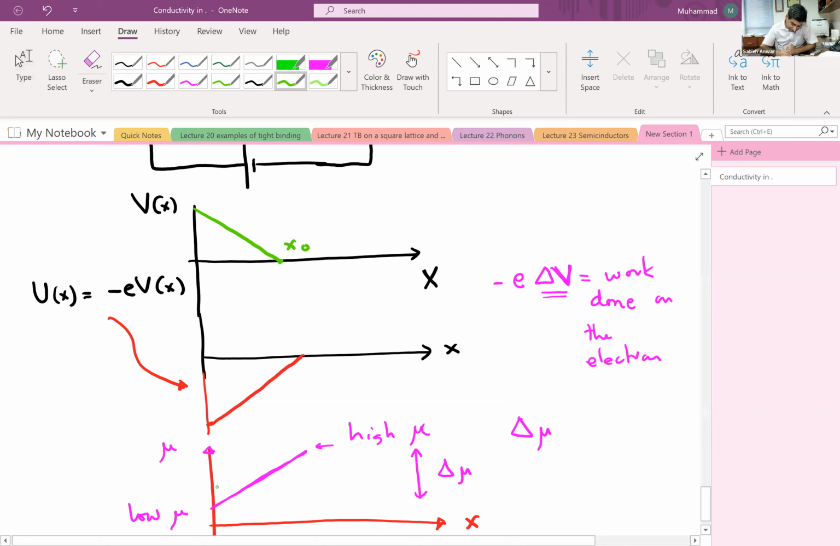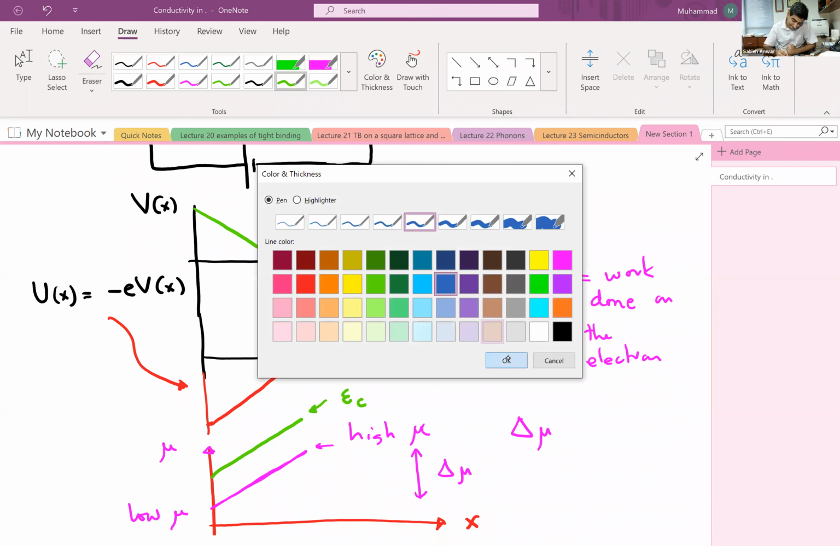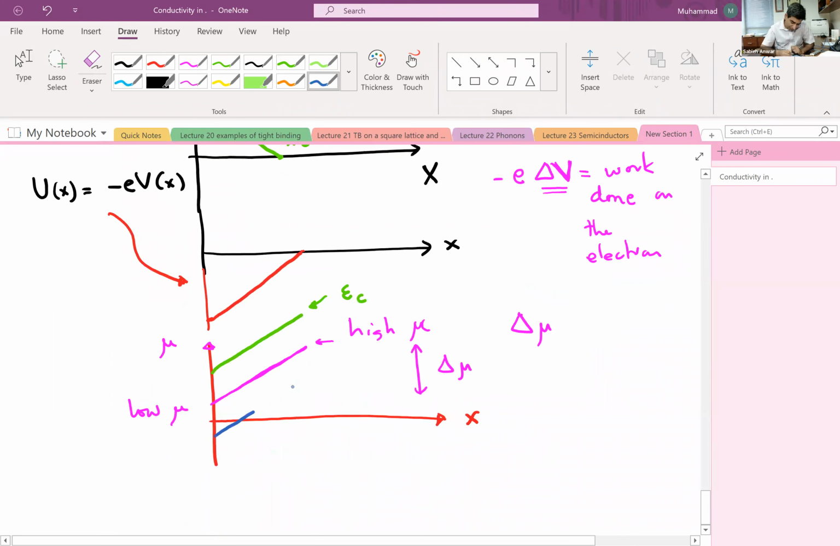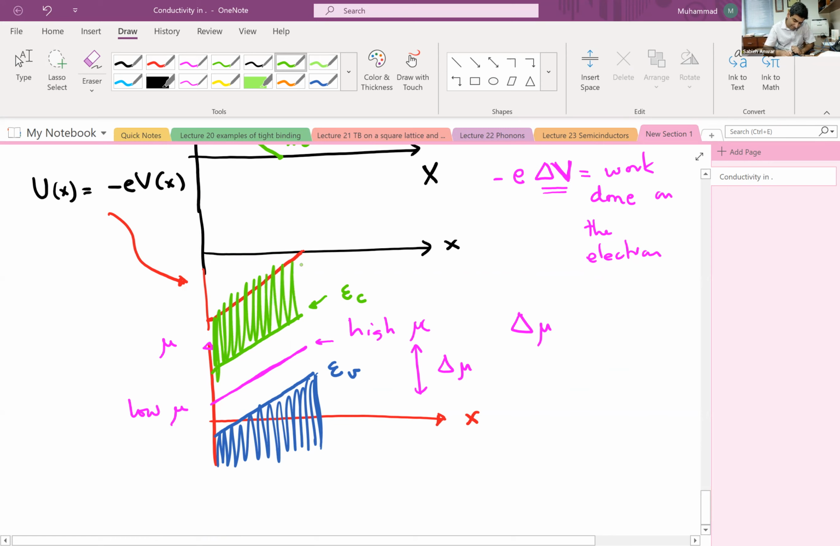So if I were to draw the band structure for this material, my EC is going to slope and my EV is going to slope. All of this is now my valence band. And all of this is my conduction band. So the entire band diagram, when it's connected to a battery, it slopes. All right. So this is the concept of chemical potential.